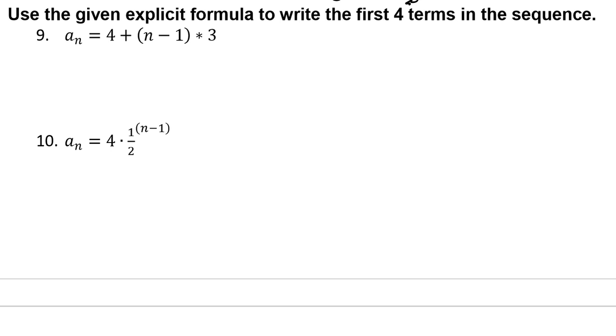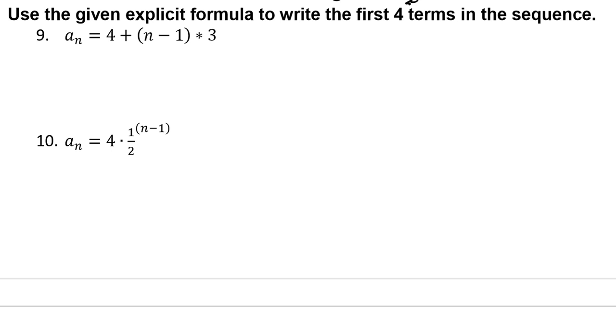Okay, for the 9 and 10, you're given two different explicit formulas, and you're supposed to generate the first four terms of that sequence. When I look at number 9, it's clearly arithmetic. It fits the form of it. I know the first term is 4, and it's increasing by 3.